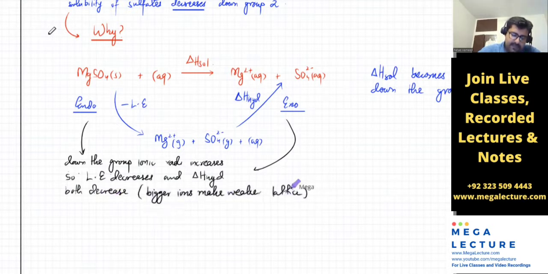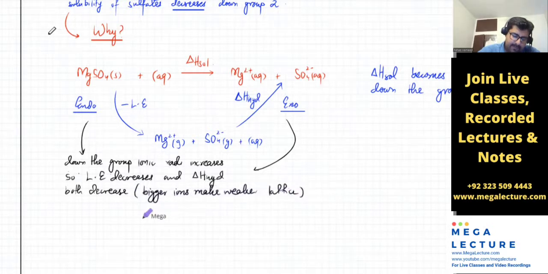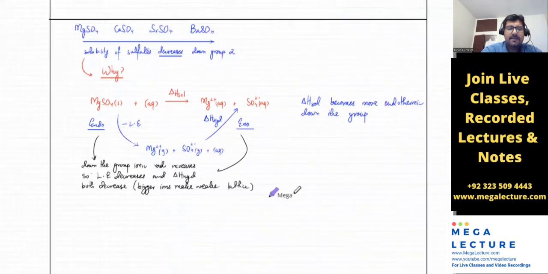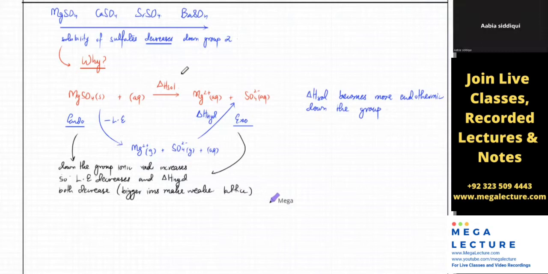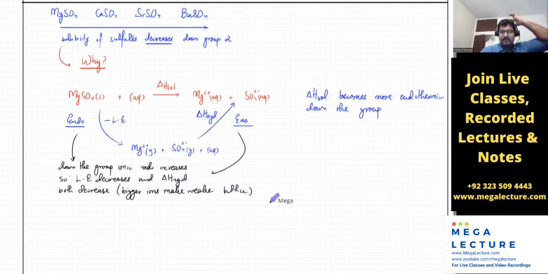So bigger ions are going to make weaker lattice, and they would also make weaker bonds with water as well. So both of these values are going to decrease. So you clear at this part? Yes or no? Is this clear? Yes, sir. Okay.